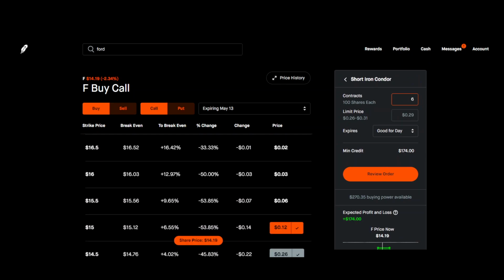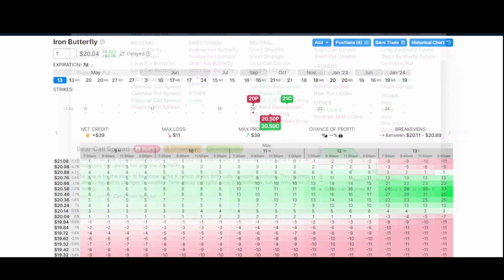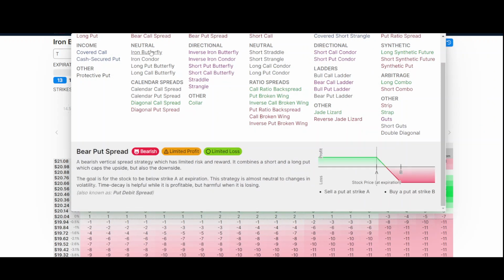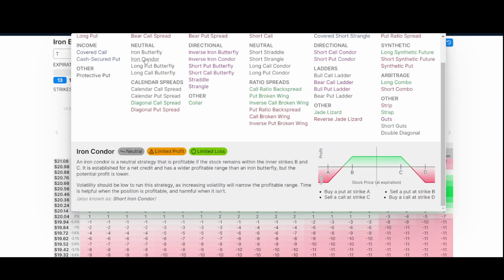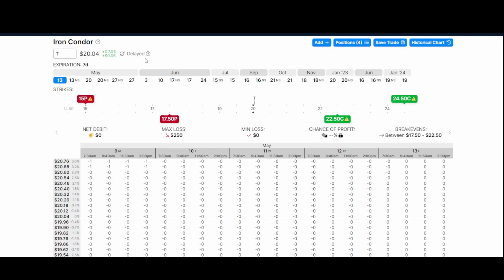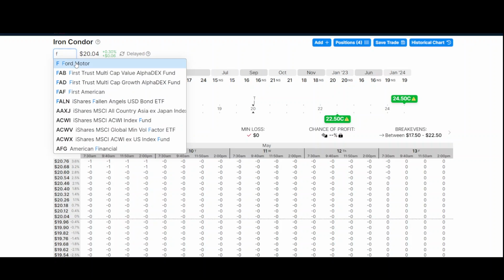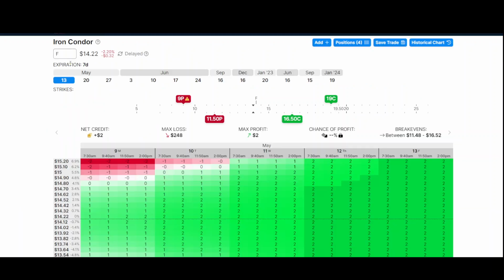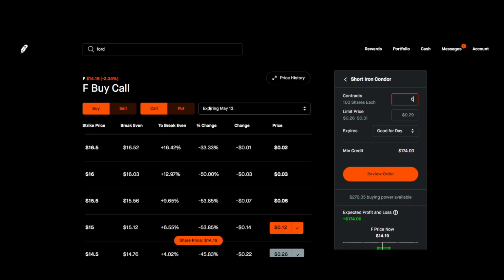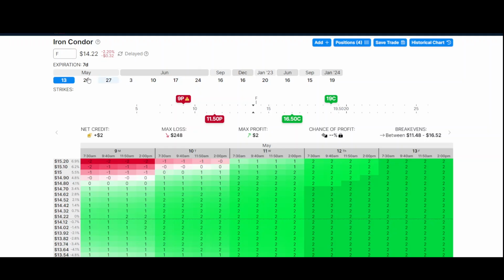So we're going to come over here to OptionStrat to visualize this a little bit better. So we click on build, come over here to the left side under neutral, and we're going to click on iron condor. Now first things first, we're going to put in the correct ticker symbol for the stock we chose. For this example, we chose Ford, so we're going to put in Ford. And make sure you choose the correct expiration date. Over here, we chose May 13th. So right here, we're going to choose May 13th.